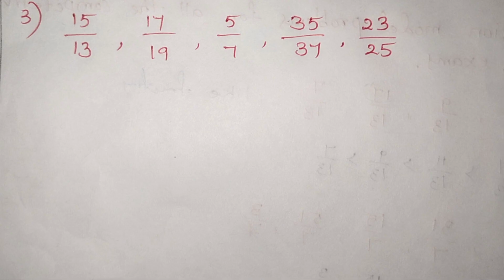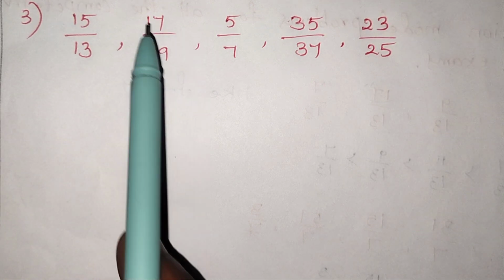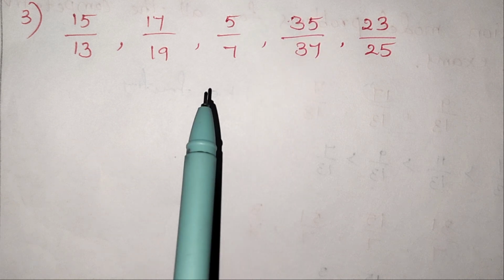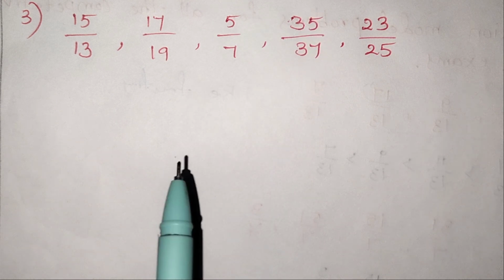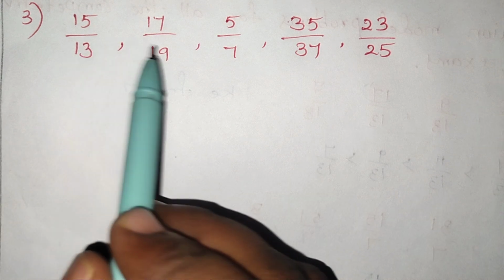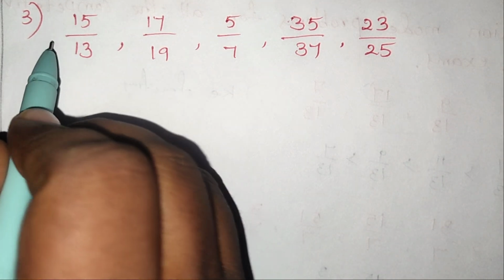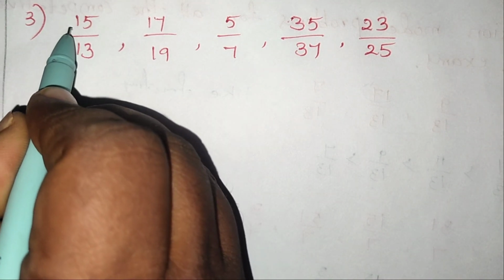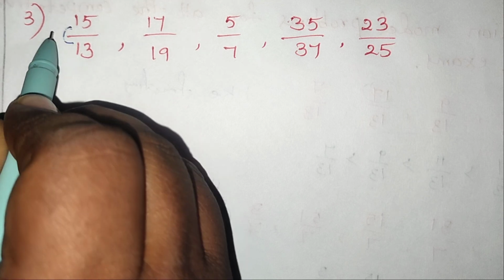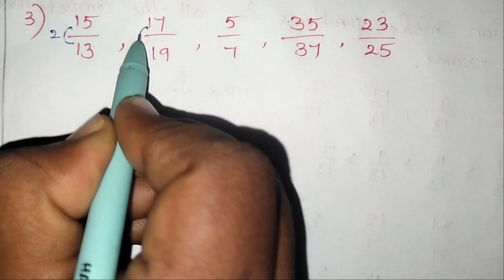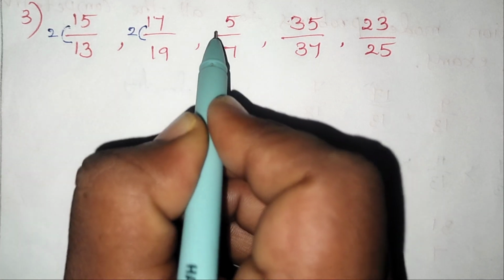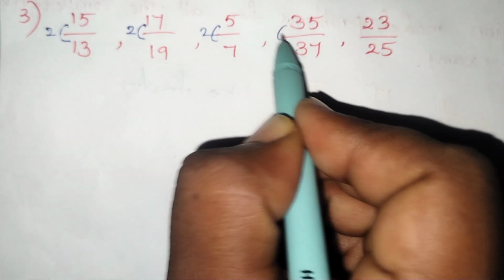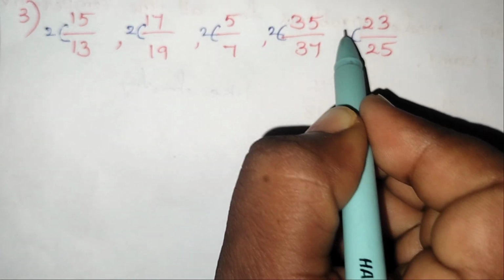If you observe the third problem, here denominators and numerators are not equal. If you observe these fractions, you can find the difference between numerator and denominator is always the same. Here the difference is 2, here the difference is 2, here the difference is 2, here the difference is 2.